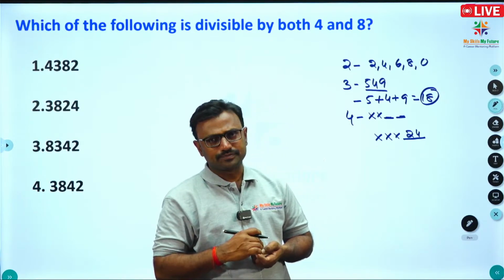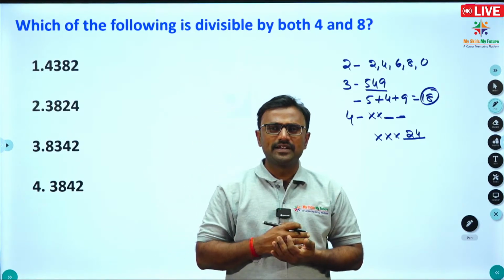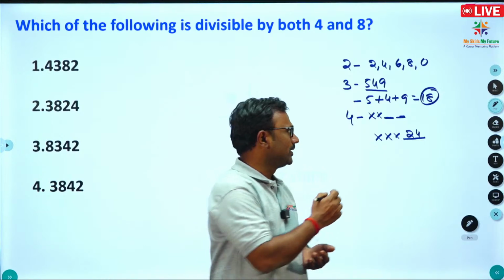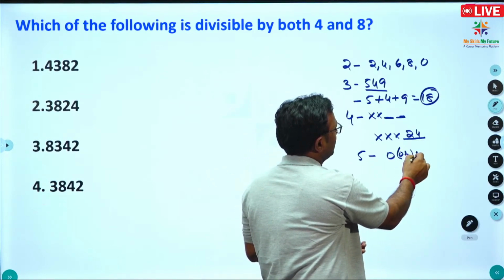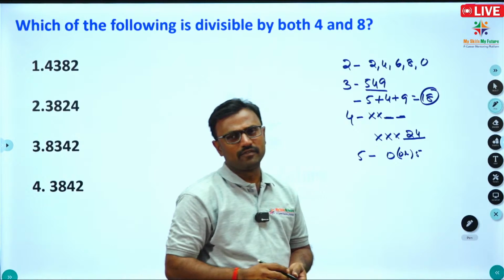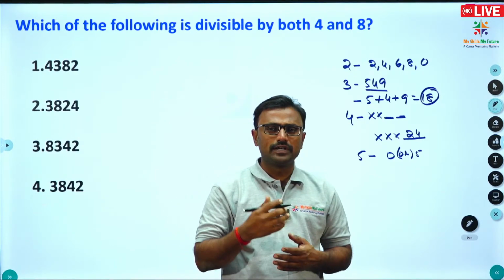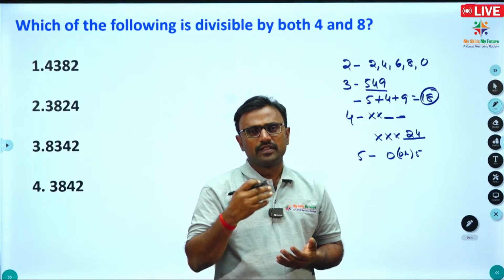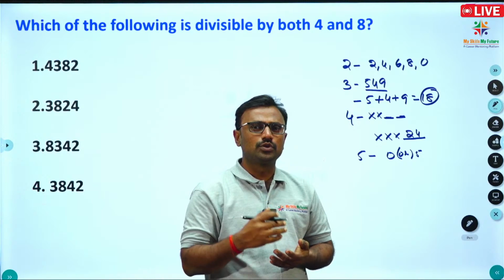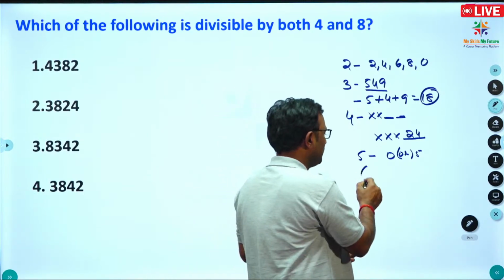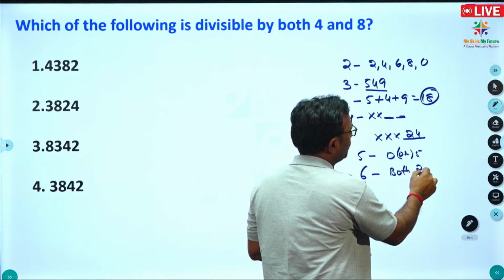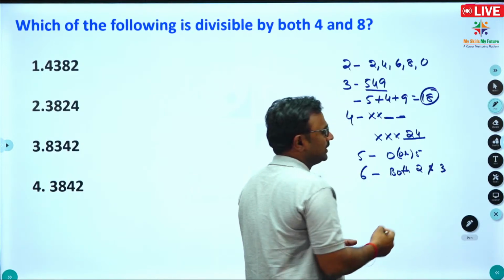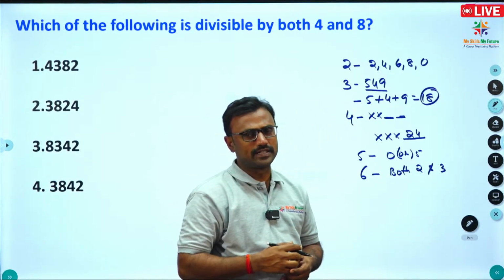What about 5? If the number ends with 0 or 5, then that number is divisible by 5. What about the divisibility rule of 6? If the number is divisible by both 2 and 3, then the number is divisible by 6.